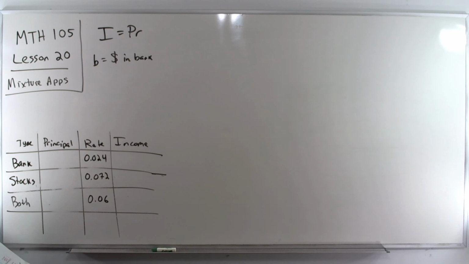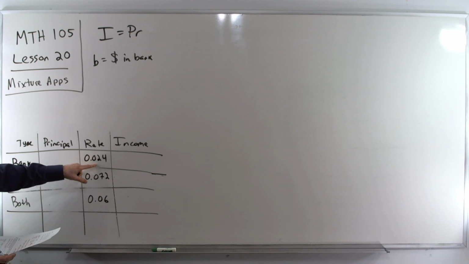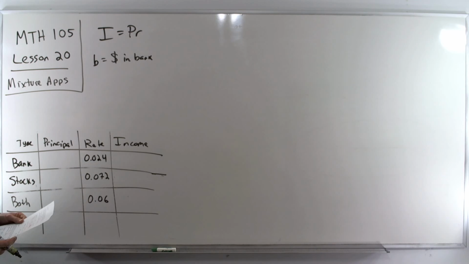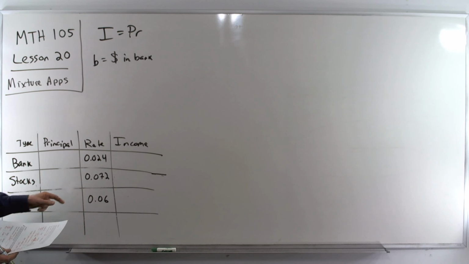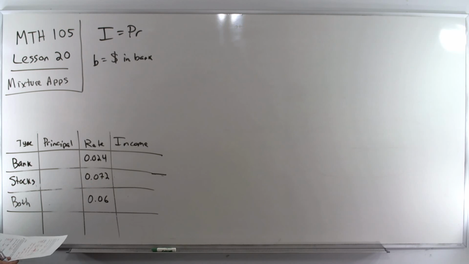So we're given this column, the 3 rates. The bank pays 2.4% interest, so that's 0.024. Stock fund, 7.2% interest, so that's 0.072. And both together, they want to earn 6%, so 0.06 for both.